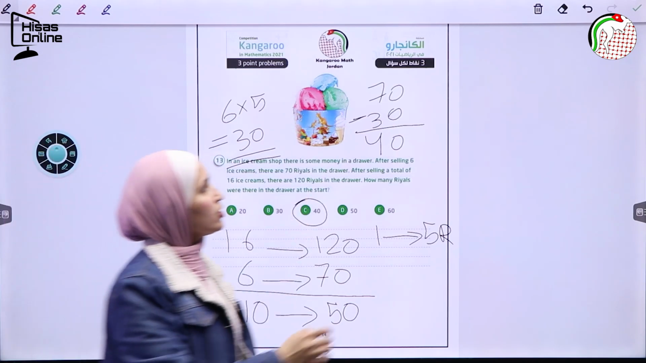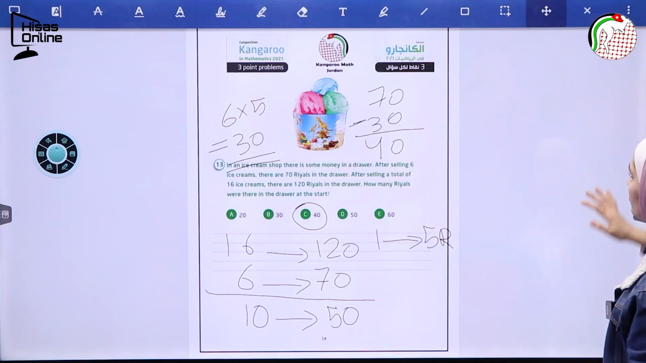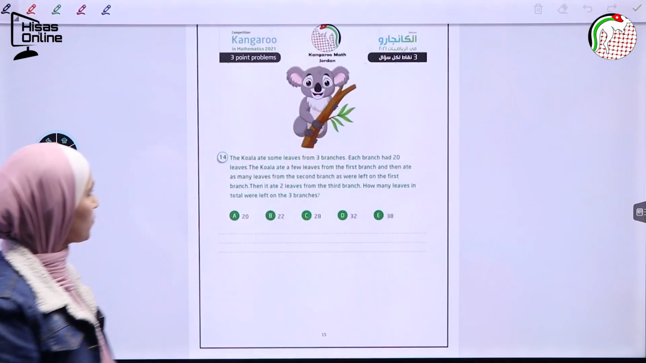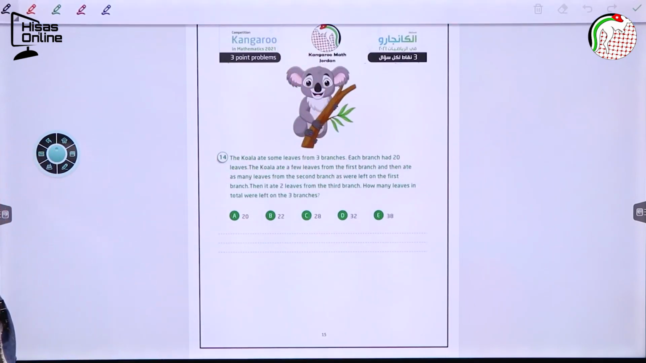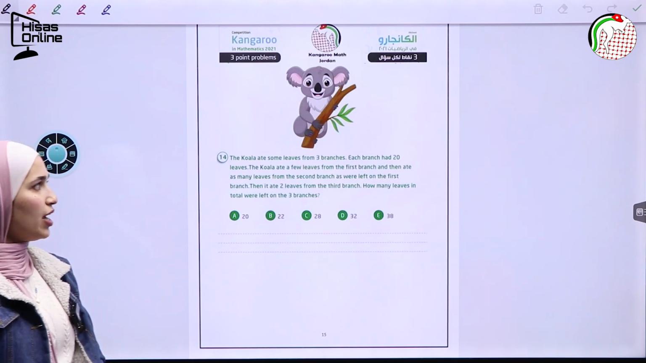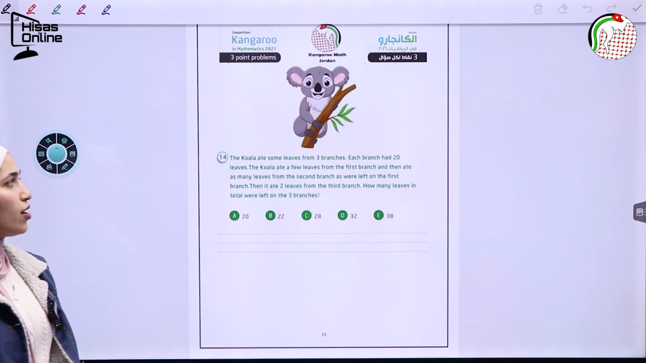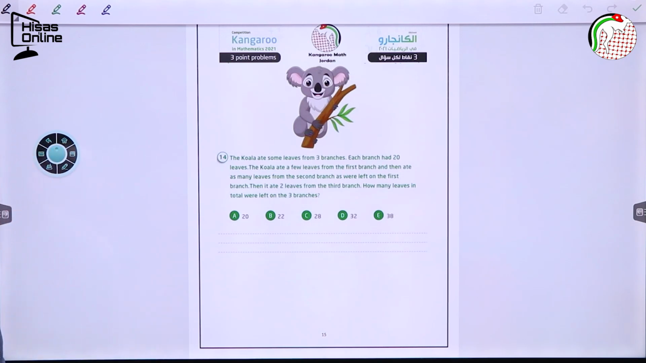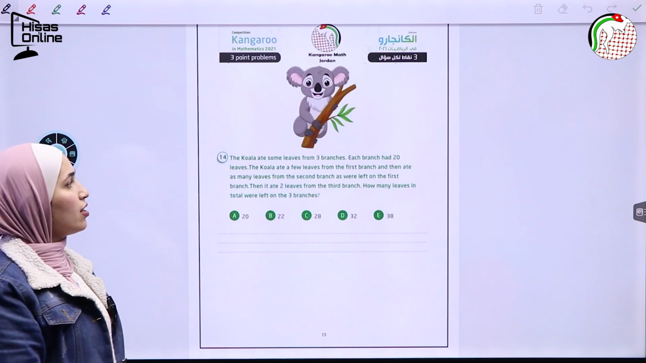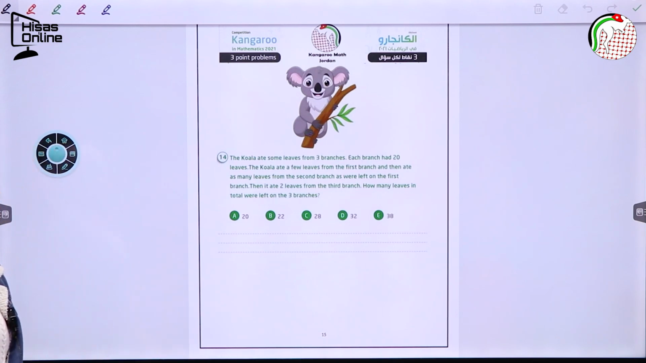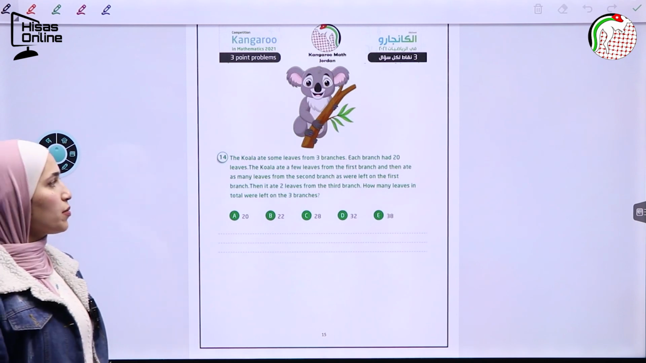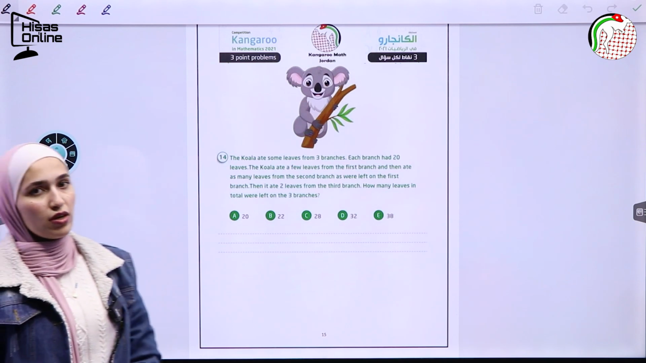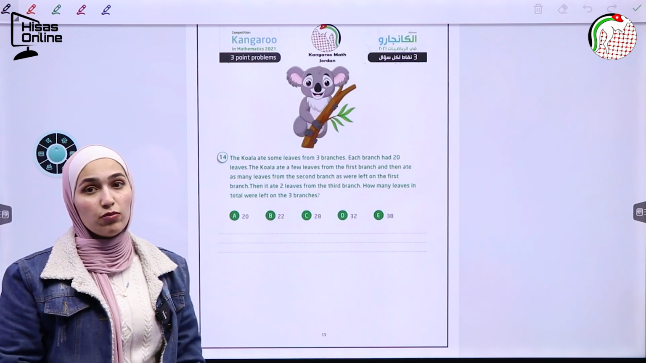Now question number 14. The koala ate some leaves from 3 branches. Each branch had 20 leaves. The koala ate a few leaves from the first branch and then ate as many leaves from the second branch as were left on the first branch. Then it ate 2 leaves from the third branch. How many leaves in total were left on the 3 branches?